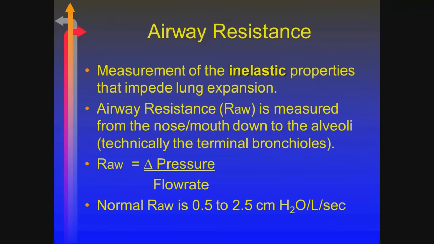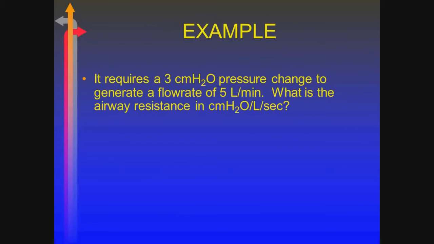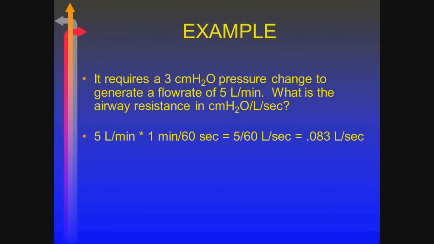Now notice the units of measure there: centimeters of water per liter per second. Here, I'm giving you an answer in liters per minute. So I got to convert that 5 liters per minute into liters per second. Does everybody see how I did that? Minutes got to be on top, seconds has got to be on the bottom. And there's 60 seconds in 1 minute. So it's 5 divided by 60 liters per second, which works out to be 0.083 liters per second.